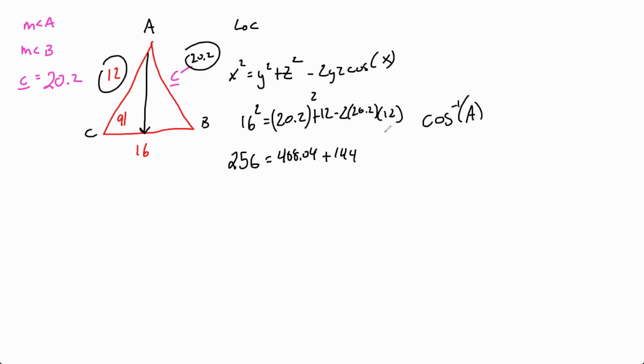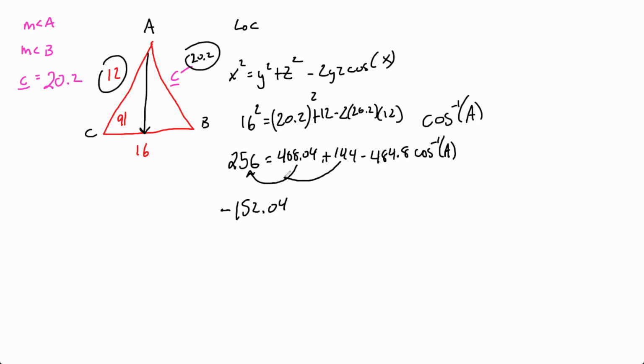Let's do 24 times 20.2. And then we have our inverse cosine of A. Let's go ahead and move this over. Since it's separated by this plus sign, I can just subtract it away. So I have 256 minus 408.04, leaving me with negative 152.04.